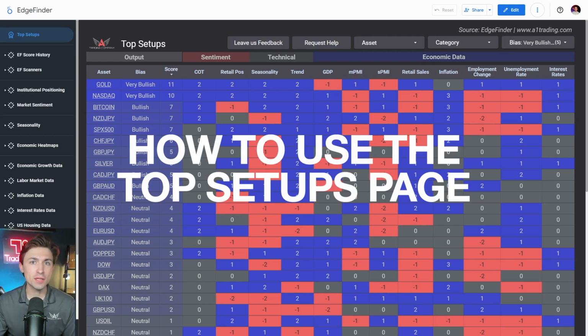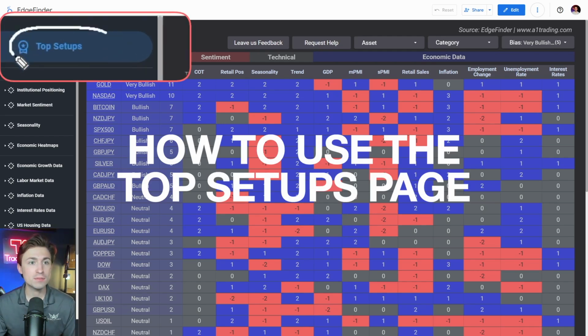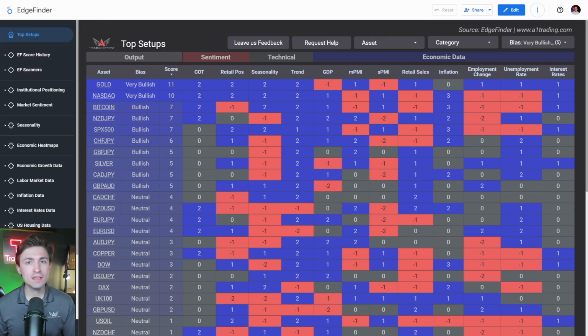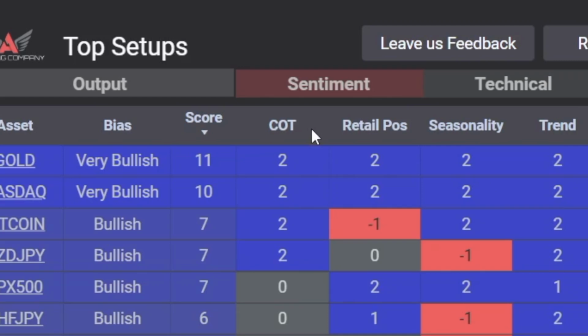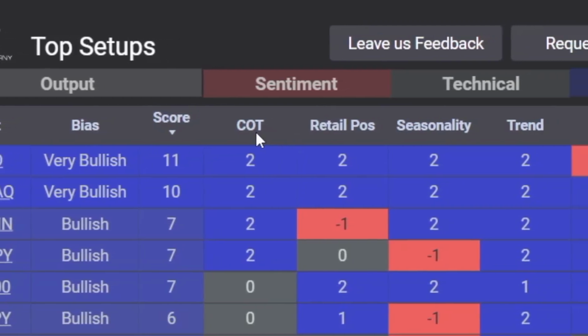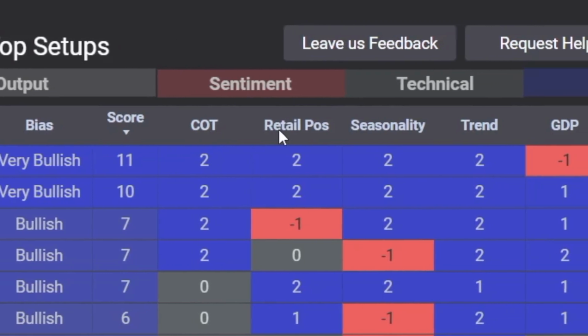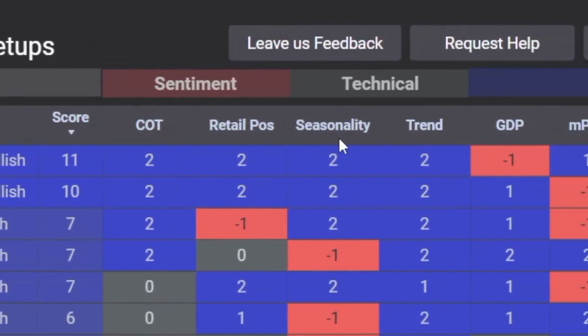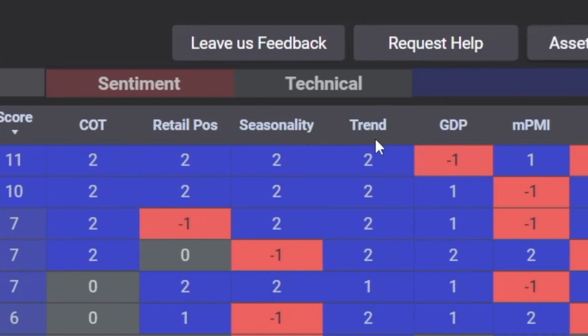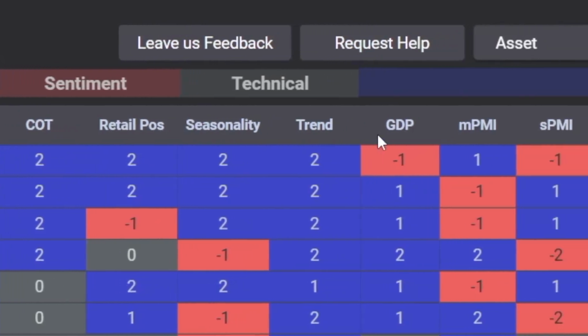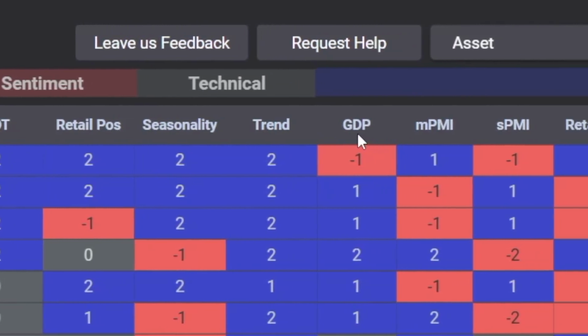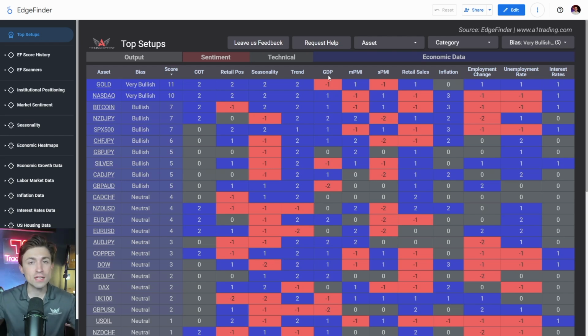So an easy high-level place to start with the EdgeFinder is the top setups algorithm or top setups page. Now the basic idea of the top setups algorithm is it looks through a whole collection of data that is automatically being imported. This is everything from the commitment of traders data, which we'll discuss in a moment, talking about institutional money flows, retail money flows. It's looking at seasonality or observable trends that occur in markets. It's looking at market momentum and trends in certain assets. It's looking at economic data like GDP and CPI numbers and NFP numbers. And overall, it's taking all of this data in, it's thinking through all of it, and it's punching out a score and a bias for all of our favorite charts.